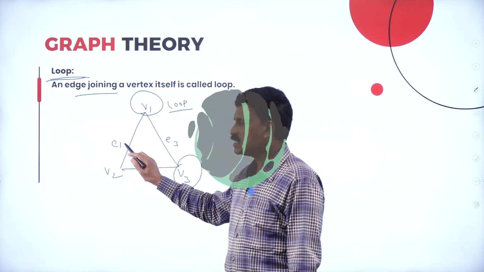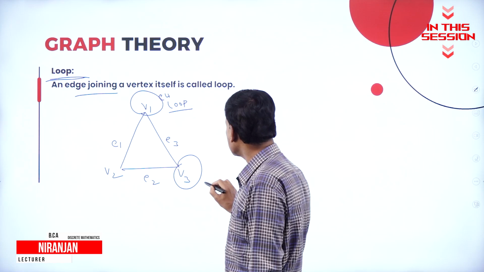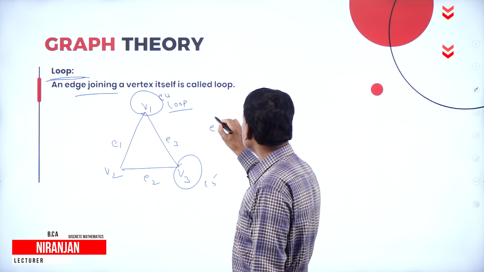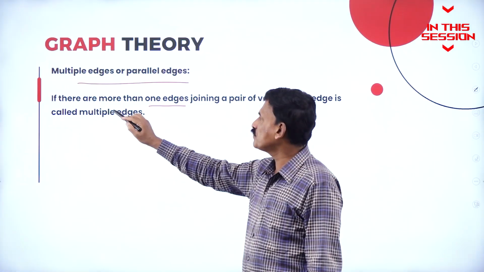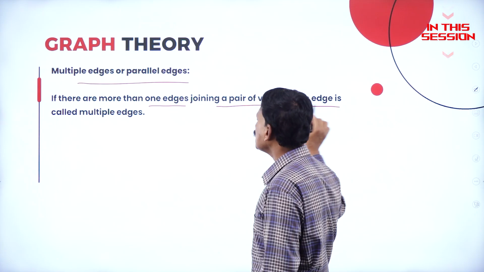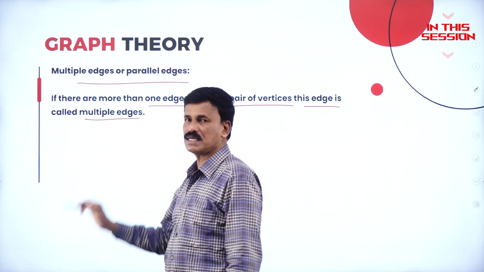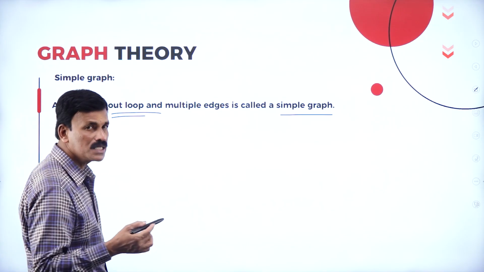Since it contains E1, E2, E3, let us represent this as E4 and this as E5. So therefore E4 and E5 are called the loops. If there is more than one edge joining a pair of vertices, this is called a multiple edge. A graph without loops and multiple edges is called a simple graph.